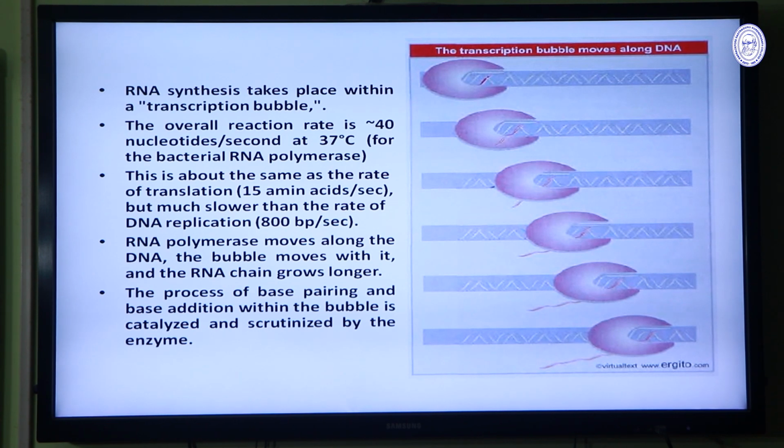degrees centigrade. This is almost the same as the rate of translation, that is 15 amino acids per second, but the rate of transcription is much slower than DNA replication, which occurs at a rate of 800 base pairs per second. Now, as the RNA polymerase moves along the DNA, the transcription bubble moves with it and the RNA chain grows longer. The process of base pairing and base addition within the bubble is catalyzed and also scrutinized by the enzyme itself, that is, by the RNA polymerase.